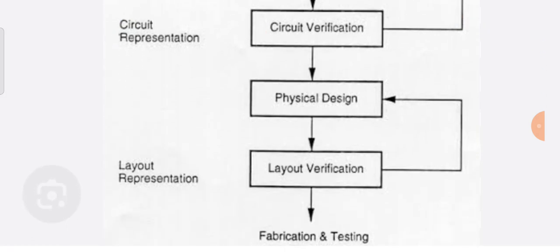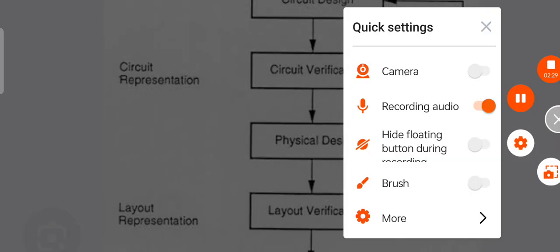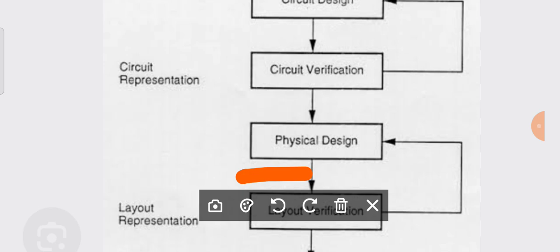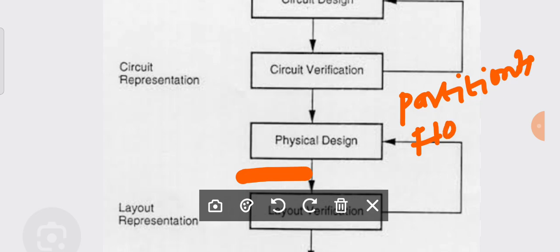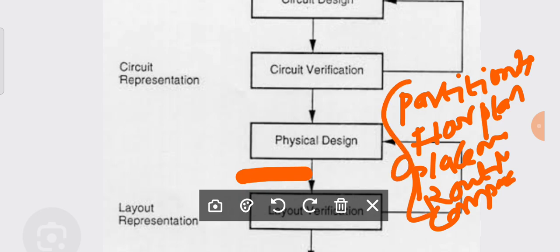Now you can observe physical design. That is a very important point. In the physical design, so many steps are there. You may observe the steps here. First you have partitioning. You should partition the circuit. After that floor planning, you should floor plan it. After that placement, after that routing, after that compaction. Is it clear? This is known as physical design.